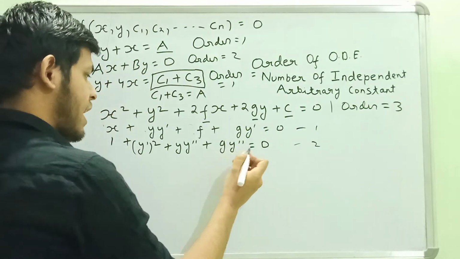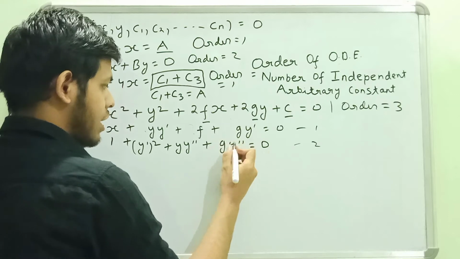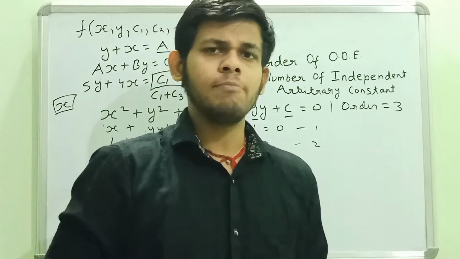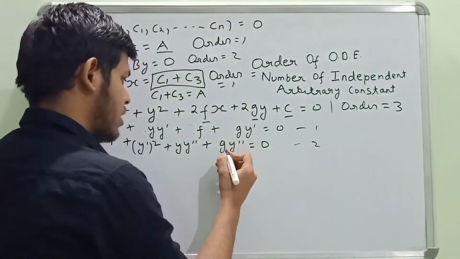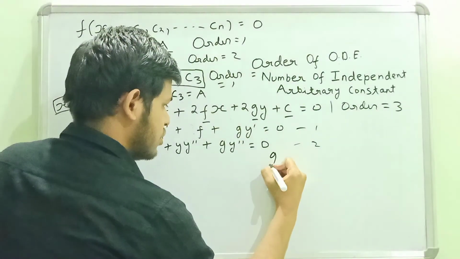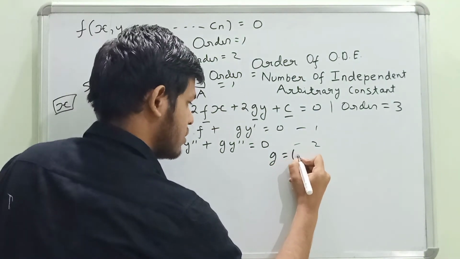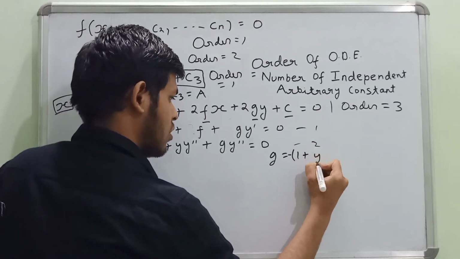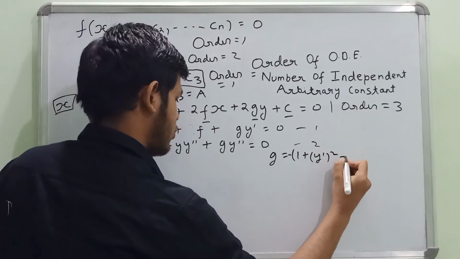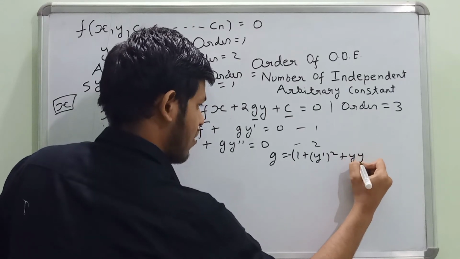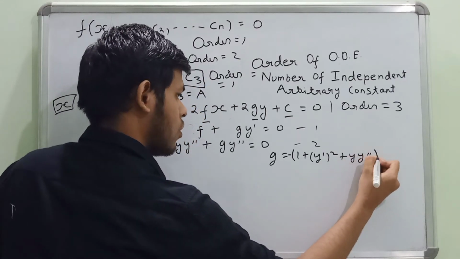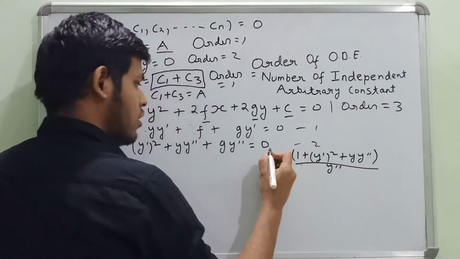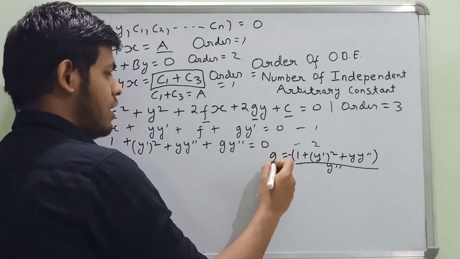So before doing that, let's take the value of g here, because we have to eliminate this arbitrary constant by doing some sort of substitution. So let's take the value of g. g will be minus (1 plus y dash whole square plus y y double dash) divided by y double dash. So we get the value of the arbitrary constant g.